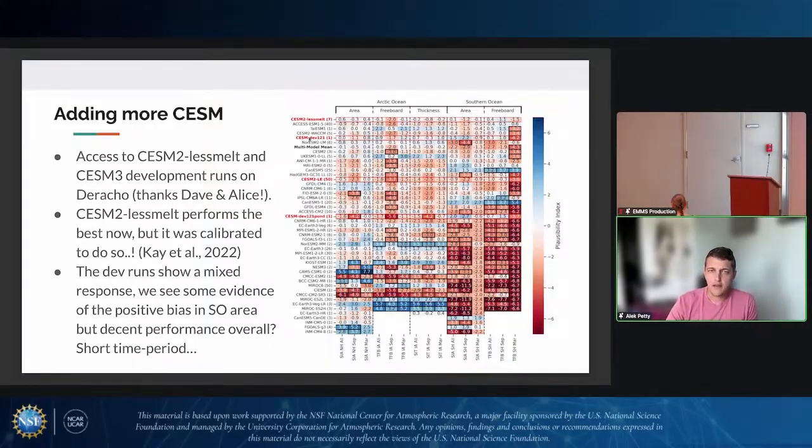And then we have the CSM development runs that are being generated towards CSM3. Those responses are a little bit mixed, and I think that's going to be touched on more today. The blues in the Southern Ocean are those positive biases in sea ice area that we're seeing as well, but just for a very short window. It's quite mixed. It's not necessarily bad across the board. So there's a lot more we can think about, and we have this framework set up to explore even more of these if you want to.